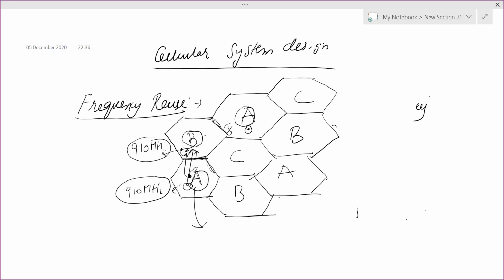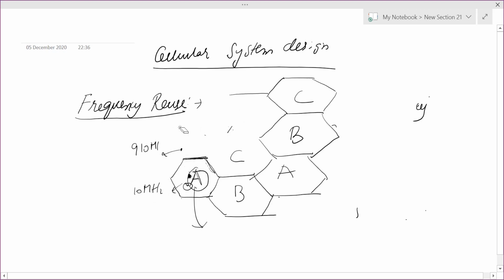But suppose you feel that, although I have reused, I have kept them a little far away, there is still an interference which is not good. So what you can do, we can do something like this.